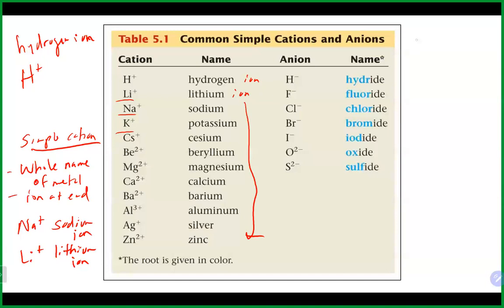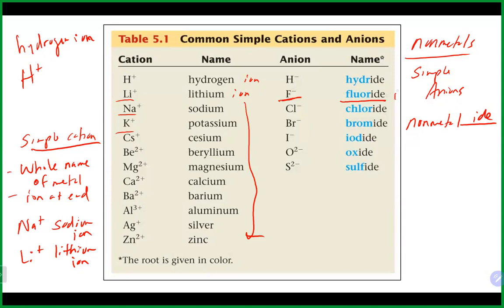But for our nonmetals here, which make our simple anions, as we talked about in that chapter, we basically use the beginning part of the nonmetal name, drop some of the last part, and insert -ide at the end. So here is our fluorine, which becomes fluoride ion. Our chlorine becomes a chloride ion, so again, our Cl- is our chloride ion. Again, our H- here would be our hydride ion.